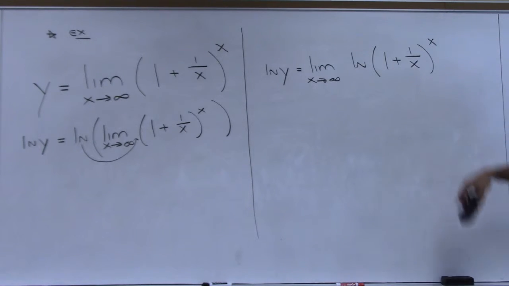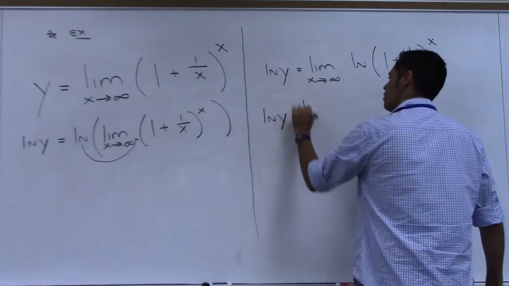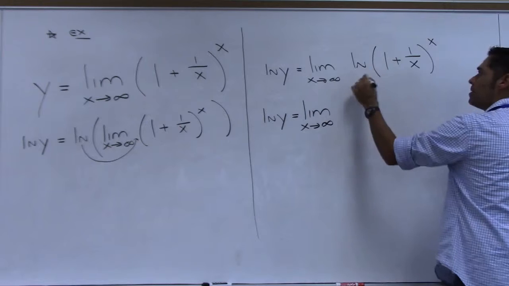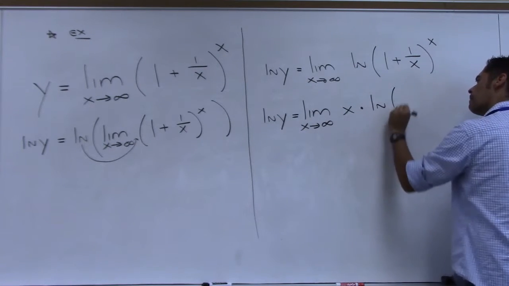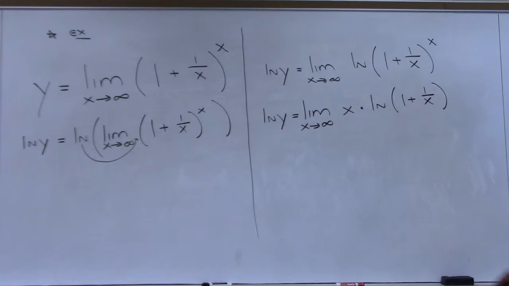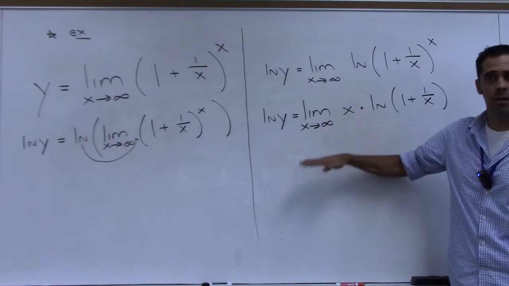And now we drop the x out. But keep in mind we have an equation here, right? Natural log y equals limit x goes to infinity. The x pops out in front of the natural log. Yes? Keep the equation going, okay? Keep the equation going.